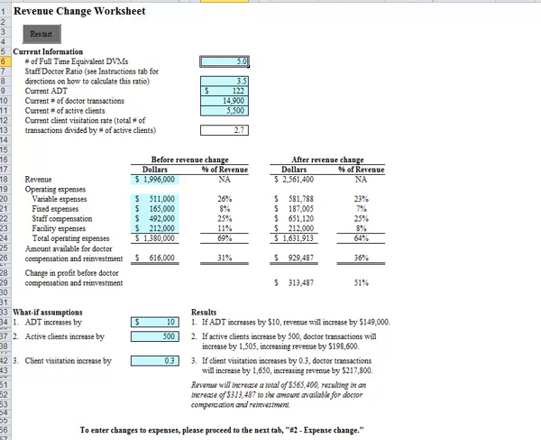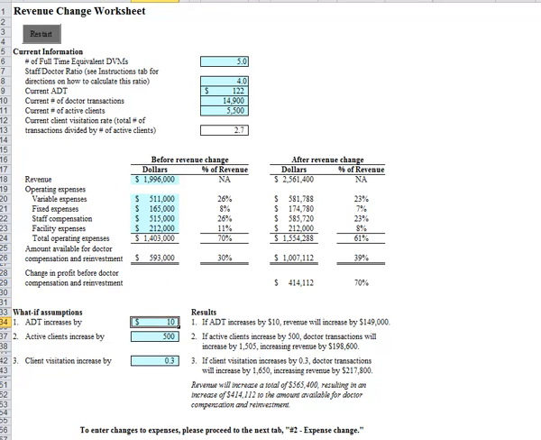Let's say that we've got the same number of doctors, and now we've got a 4-to-1 staff to doctor ratio, and the same average doctor transactions, same number of transactions, same number of active clients, same revenue, but now because we have more staff, let's say that the staff cost is $515,000.